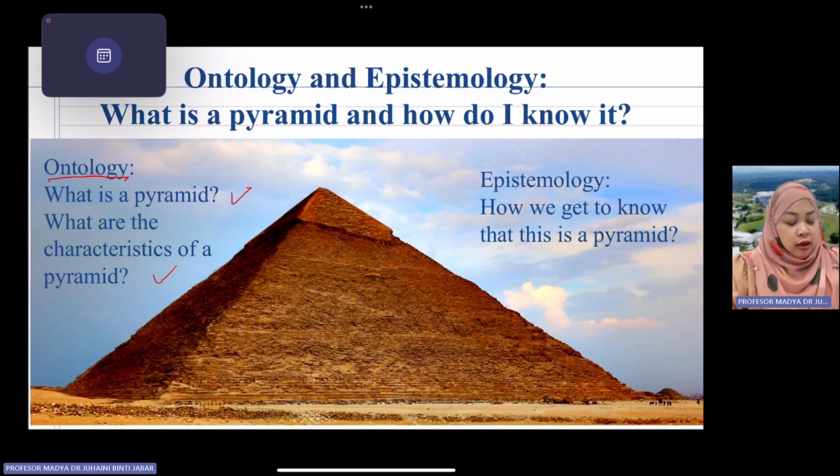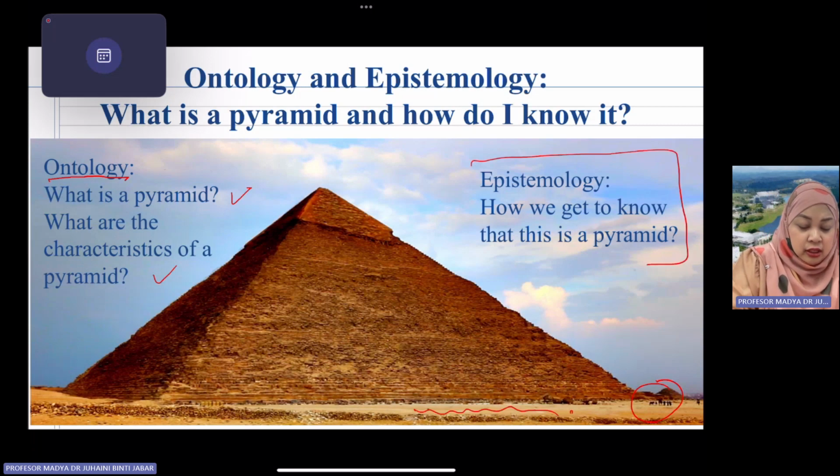So ontology is something that once you look into it, you know the reality of it. And maybe here we can see some pictures. If you can see, there are maybe people here, or there are camels, and you can see also the color of the sand, indicating that this is maybe somewhere in the desert. So here your ontology tells you that this may be the pyramid in Egypt.